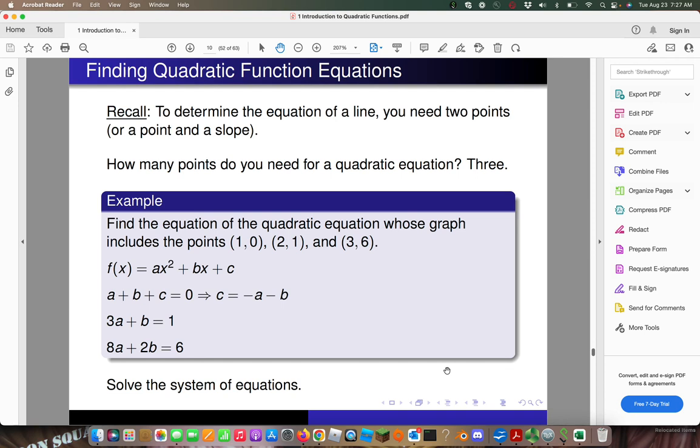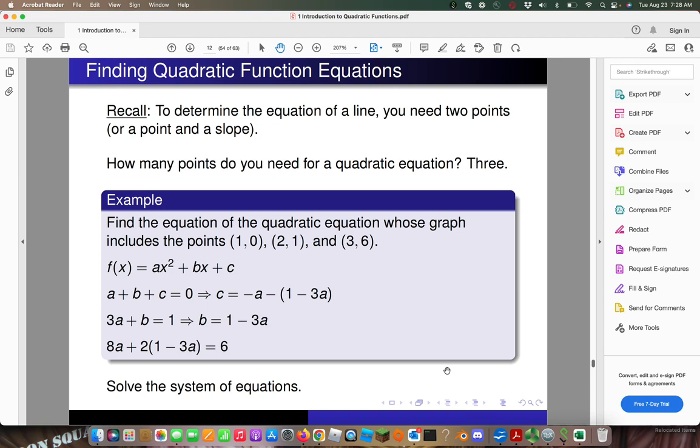We can play the same game with those two equations as well. We can solve for b in that second equation, subtracting 3a from both sides, to get b is equal to 1 minus 3a. We can take that b and substitute it for the b in the other equations. In the top equation, we had minus a minus b, and we turn that into minus a minus 1 minus 3a. And similarly, we can plug in b equals 1 minus 3a into that third equation. And that's what we get.